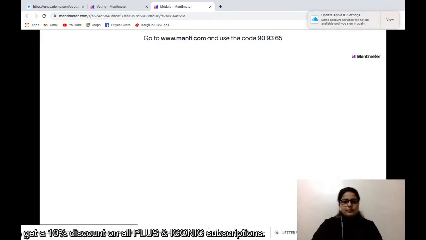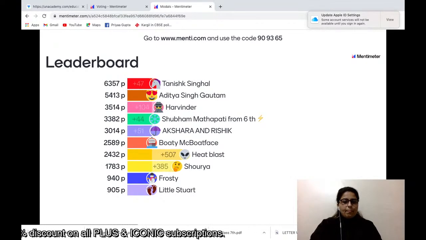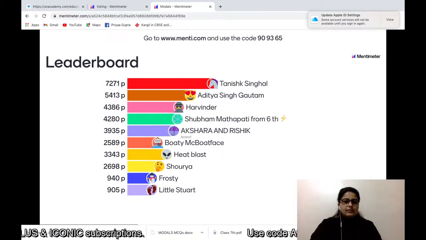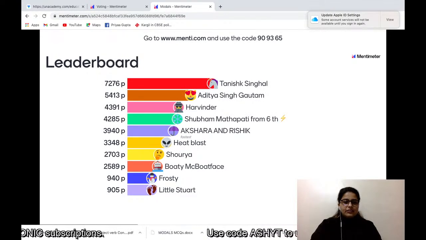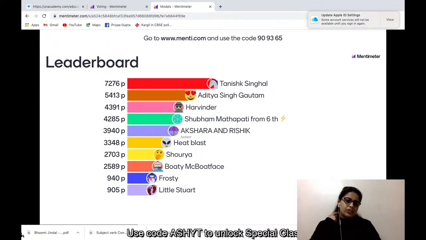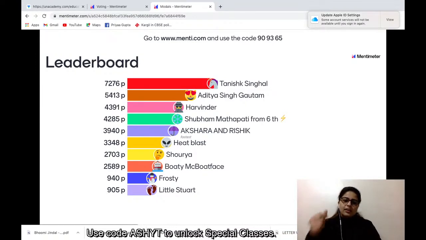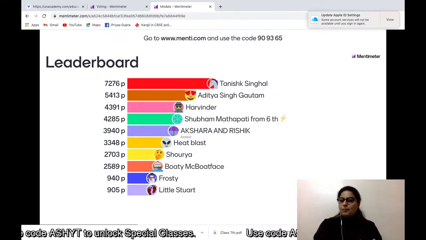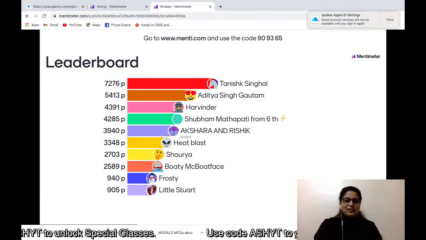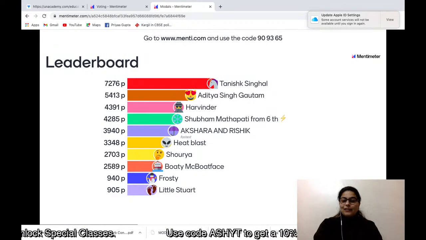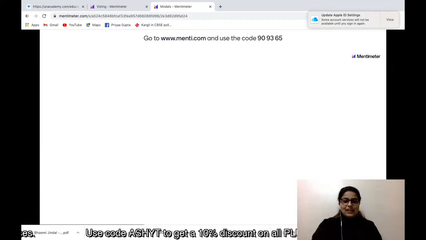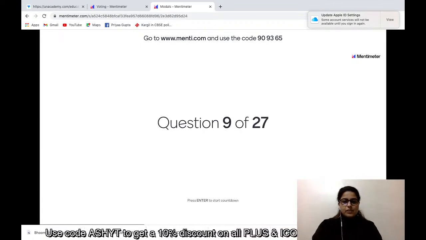Let's see the leaderboard. Oh my God, is it a game changer? Yes, I think Shaurya has come up. I think in this Akshara and Rishik were the fastest. Good job, children. Moving ahead. Staying on the top is very, very important for those who are there. And those who are not there, they should strive for it. So it's an interesting tussle indeed. Moving ahead.